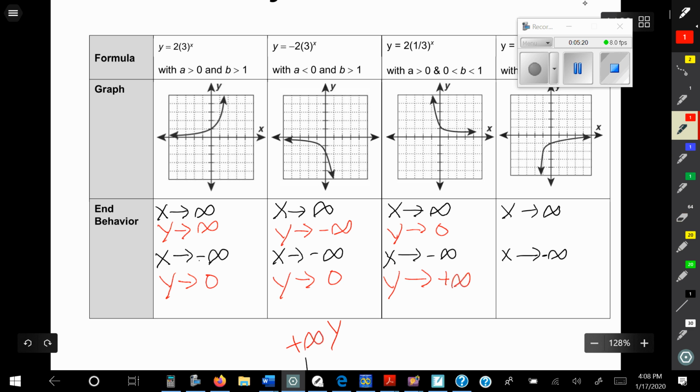So as x goes to positive infinity, y goes to 0. And as x goes to negative infinity, y goes to negative infinity. Okay, so the next thing I'm going to do is show you what that looks like in a problem.